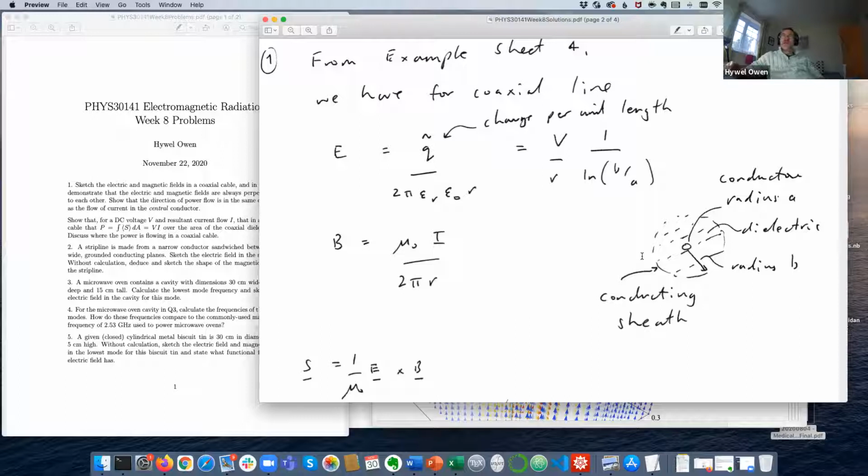Okay, just imagine two wires spread apart from each other. The power is flowing in due to the electric and magnetic fields which lie between the wires, not in the wires themselves. All right, so that's question one.